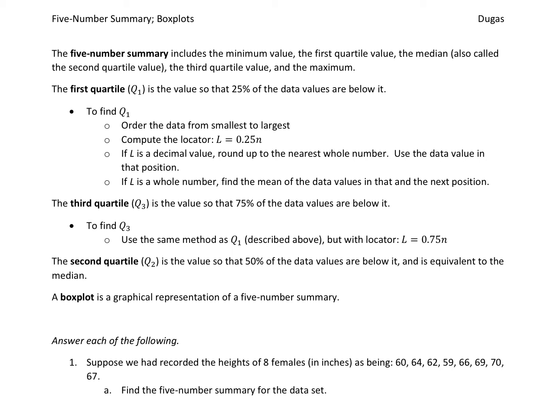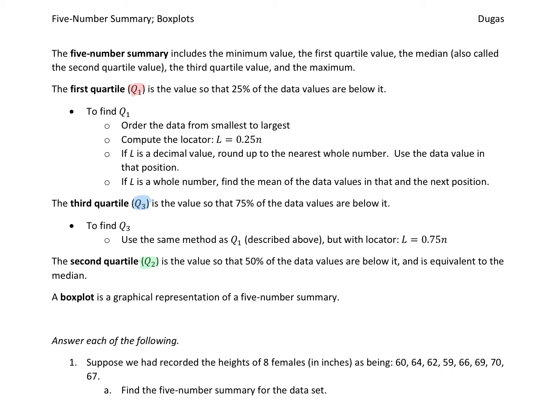So the first quartile is labeled with a Q sub 1 right here. That indicates the first quartile. And that is the value so that 25% of the data values in a set are below it. The third quartile, labeled Q sub 3, is a value such that 75% of the data values are below it. And then the 50th percentile, the second quartile, is Q2. That's also the median, and that's because 50% of the data values are below it.